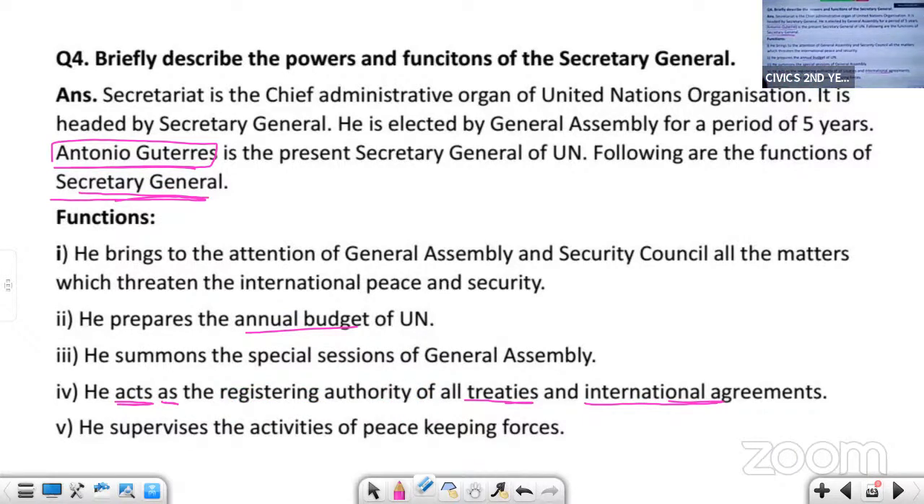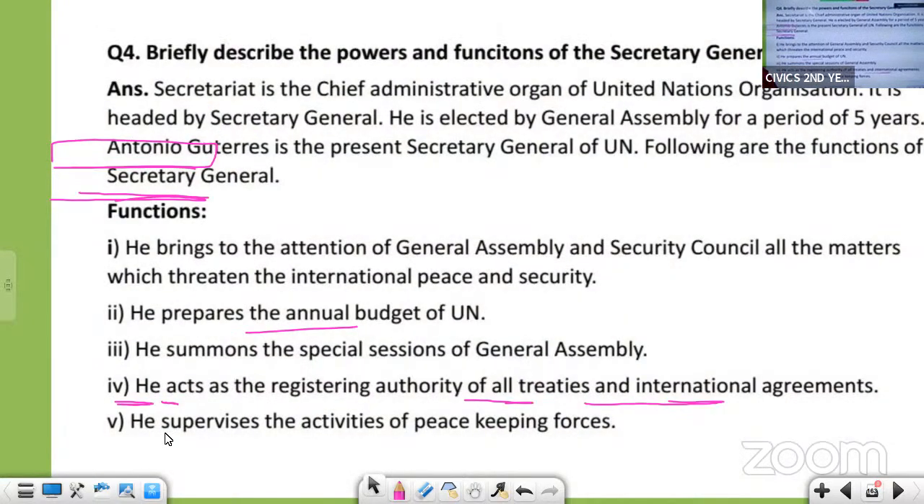And it is his responsibility to supervise the activities of peacekeeping forces. Okay, to supervise the activities of peacekeeping forces. I hope I'm clear with this.